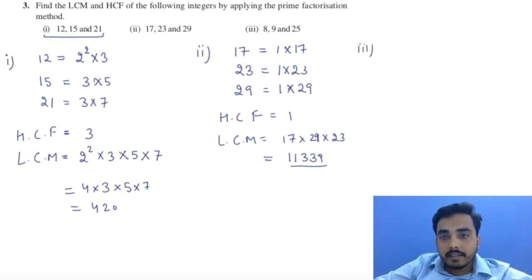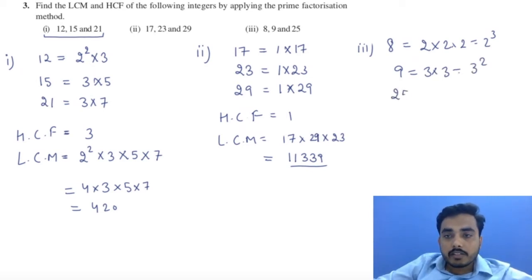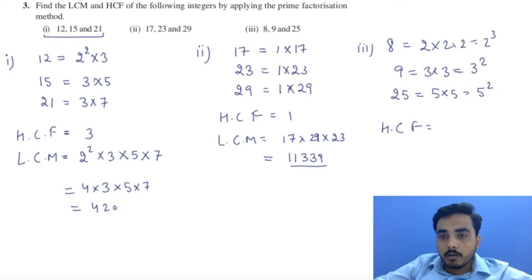Now let's move to part 3. Part 3 में क्या है? The numbers are 8, which is 2 into 2 into 2, or you can rewrite as 2 power 3. 9 is 3 into 3, which is 3 power 2, and 25 is 5 into 5, which is 5 square. So HCF of all these, there is no term common in all the numbers, so the HCF will be 1.